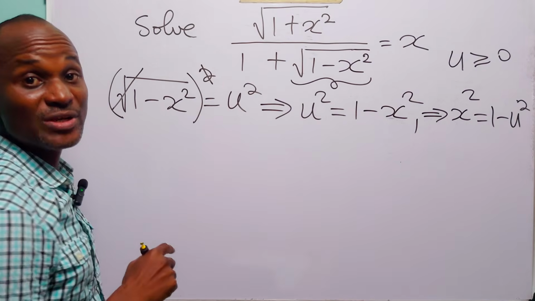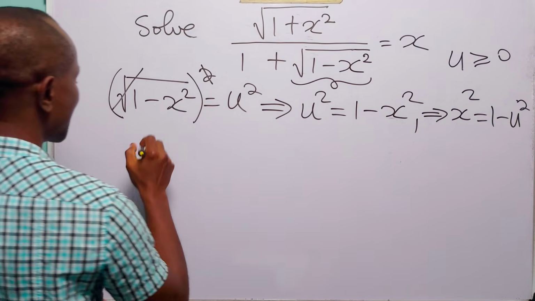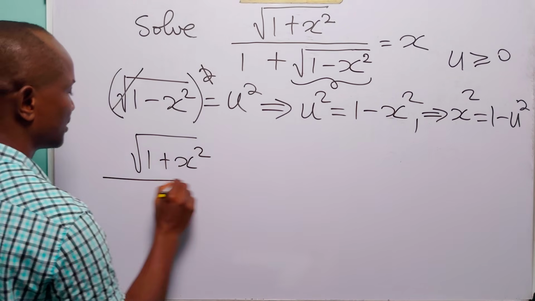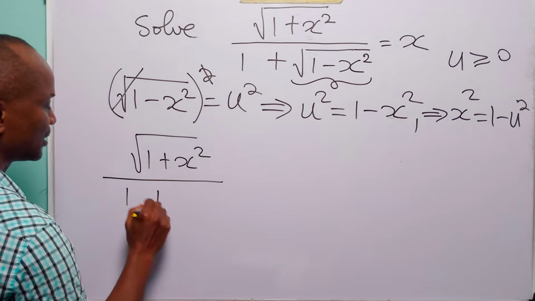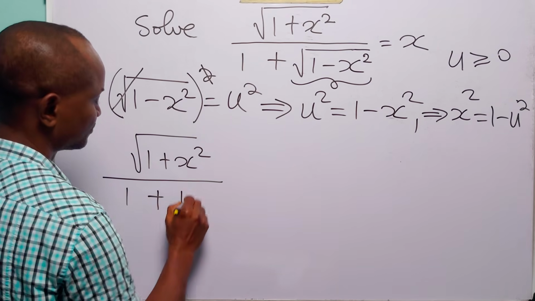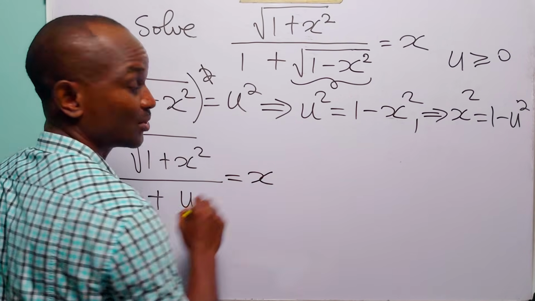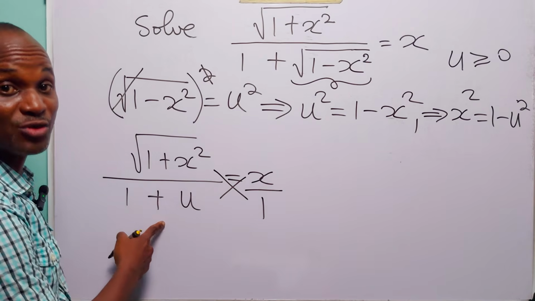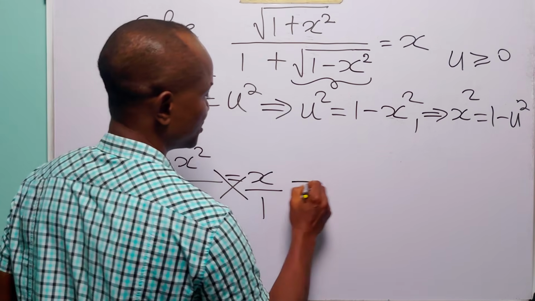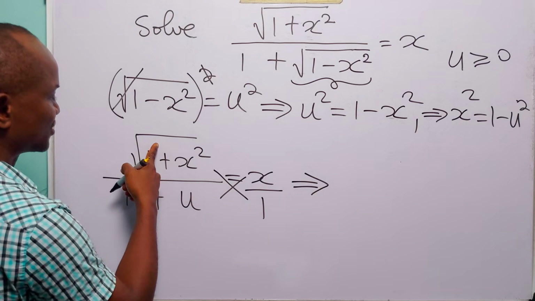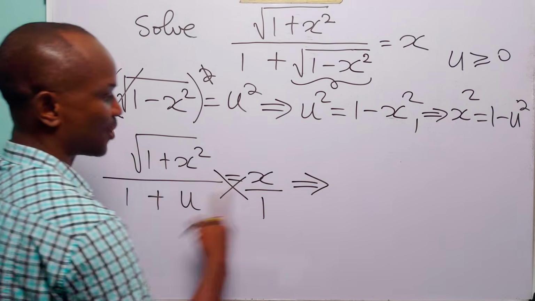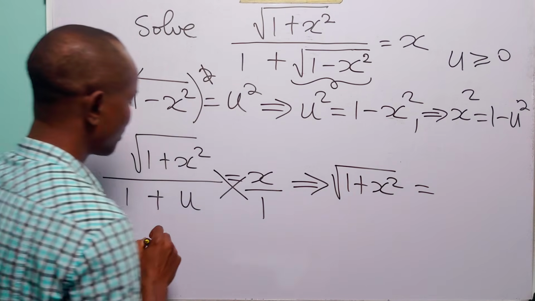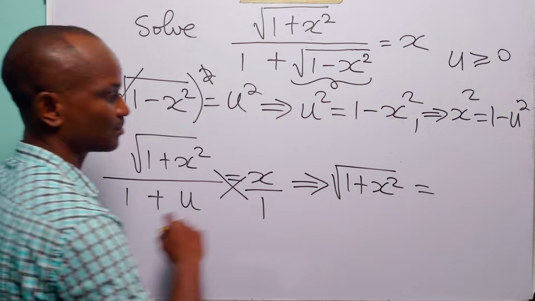Now, let us rewrite the original equation. In the numerator, we have the square root of 1 plus x squared, and in the denominator, we have 1 plus u. And of course, this is equal to x. Now, the next thing we are going to do is that we will cross multiply to get rid of this fraction on the left-hand side. When we do that, we have that the square root of 1 plus x squared times 1, that is equal to x times 1 plus u.